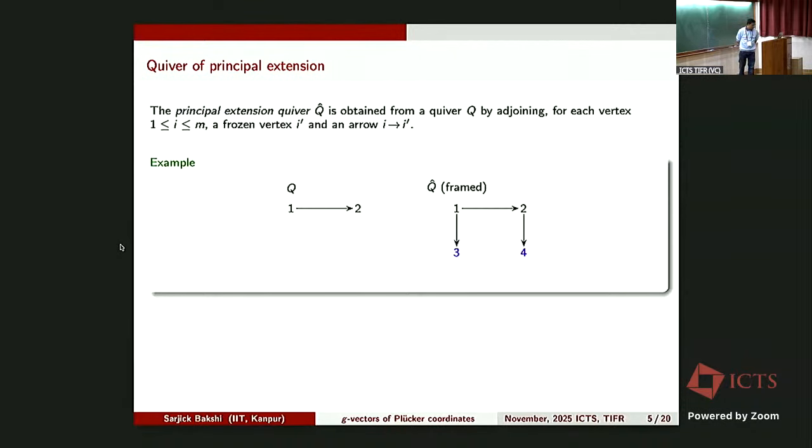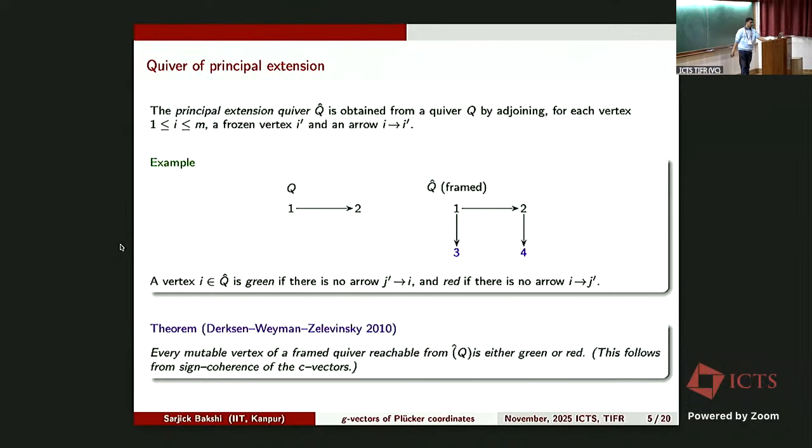We are interested in something called G vectors. G vectors are computationally lighter than cluster variables. But to define them, we occasionally need something called C vectors, though one can do it just using quivers. For that, one defines a framing of a quiver: you just add two frozen vertices as shown here. Then you call a vertex green if there is no arrow from j prime to i, and red if there is no arrow from i to j prime.